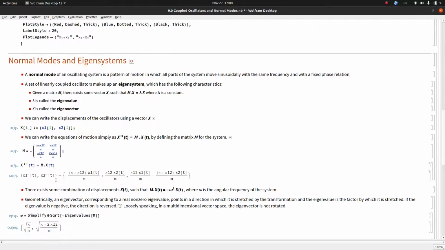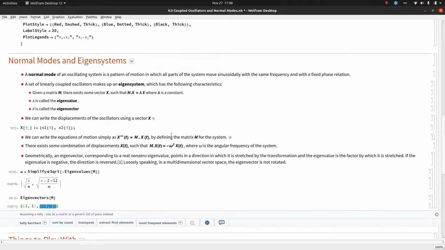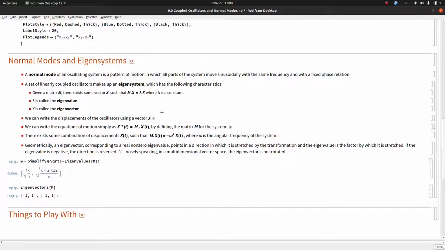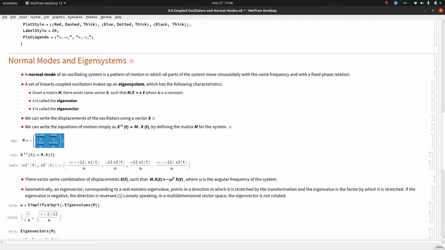So you can do this. The last point I'll make on normal modes and eigensystems is you can do this for any number of oscillators. It's just that your matrix gets bigger. So if I had 3 oscillators, instead of having a 2 by 2 matrix, you would have a 3 by 3 matrix. If I had 4 oscillators, you'd have a 4 by 4 matrix, and you'd have 4 normal modes that you'd have to find. So the dimensionality of your matrix, or the number of oscillators, I should say, just tells you how many normal modes you're going to have.